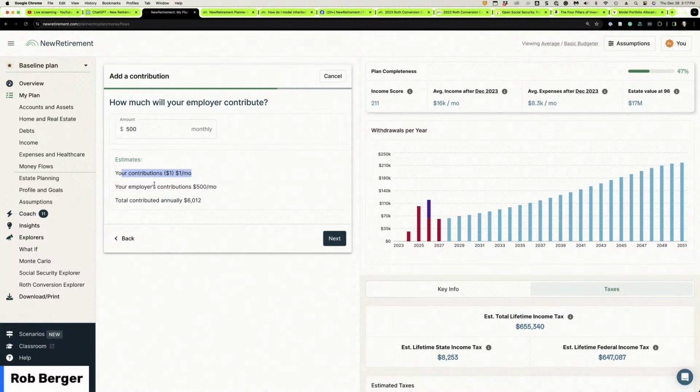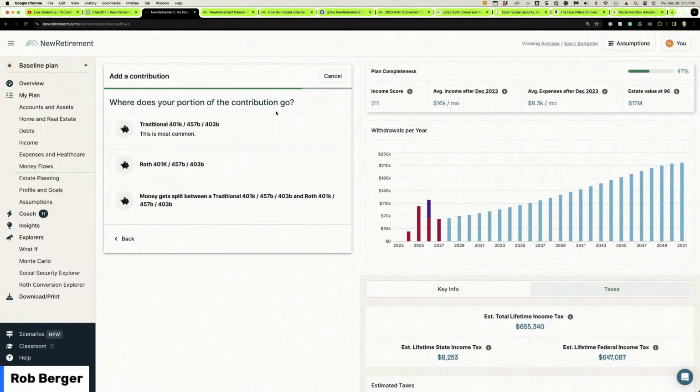So it shows your contribution of $1, and I just put $1 in to assume you're not contributing anything. It wouldn't accept 0, so put $1. Obviously, if you're contributing, you'd put whatever that amount is. Your employer's giving you $500 a month, and there you go.